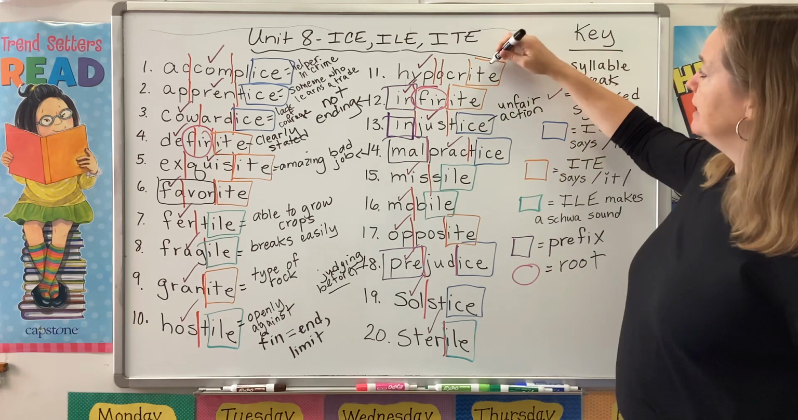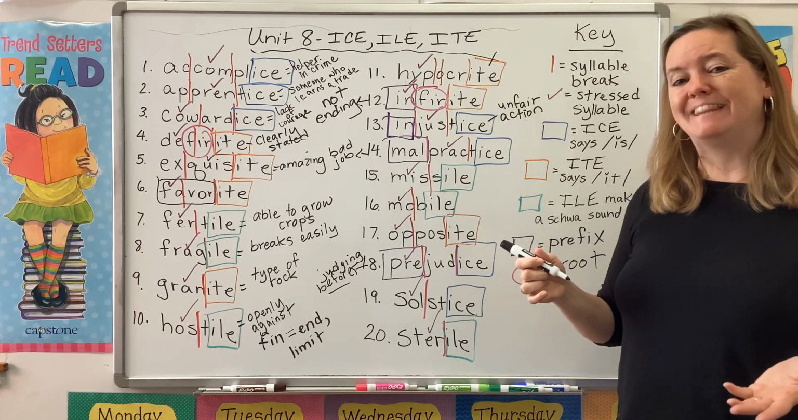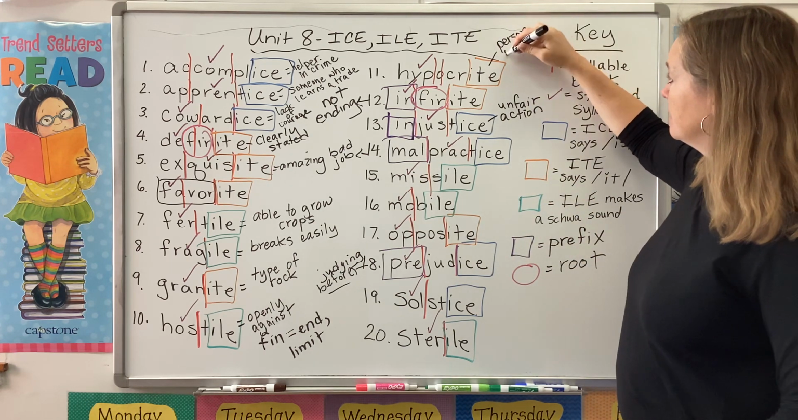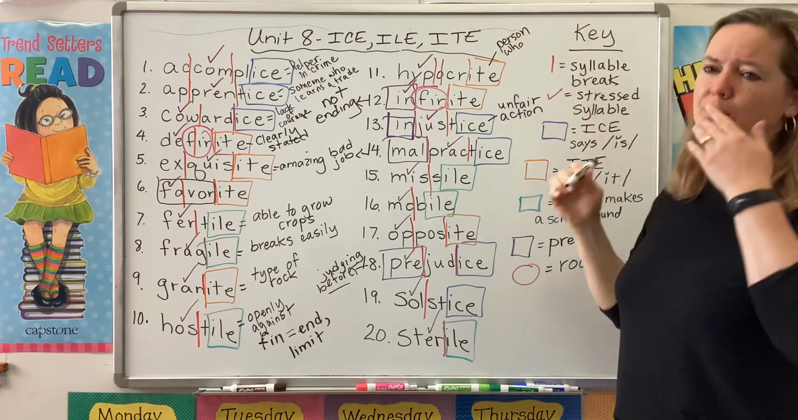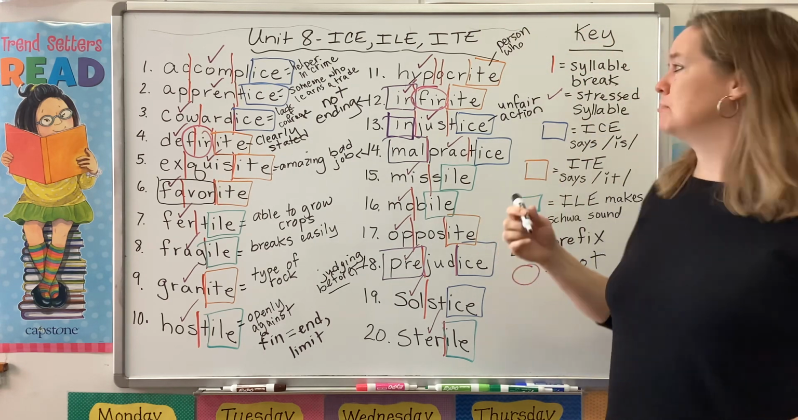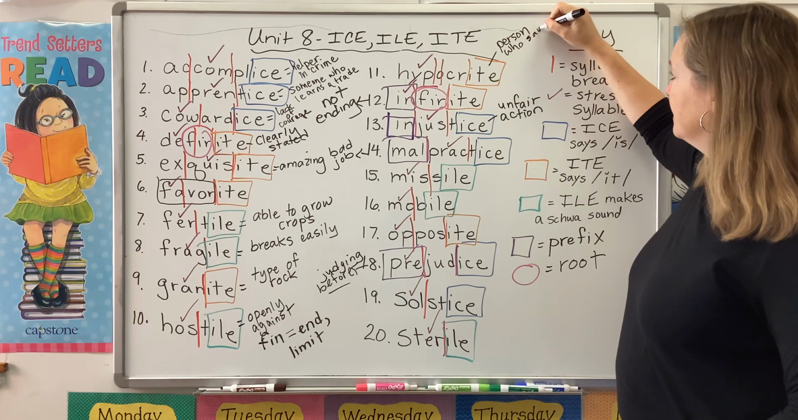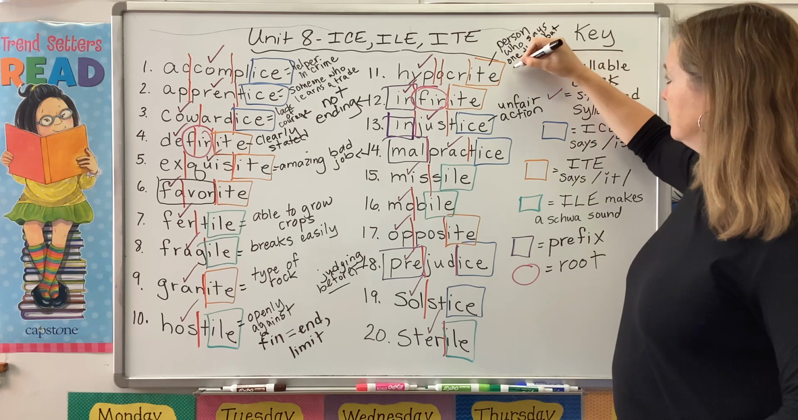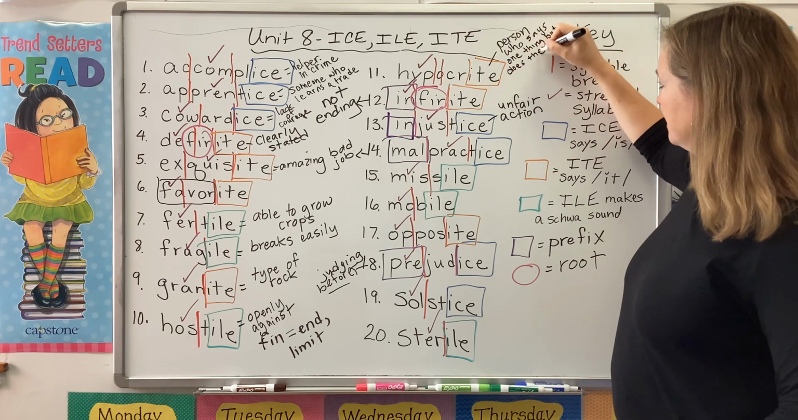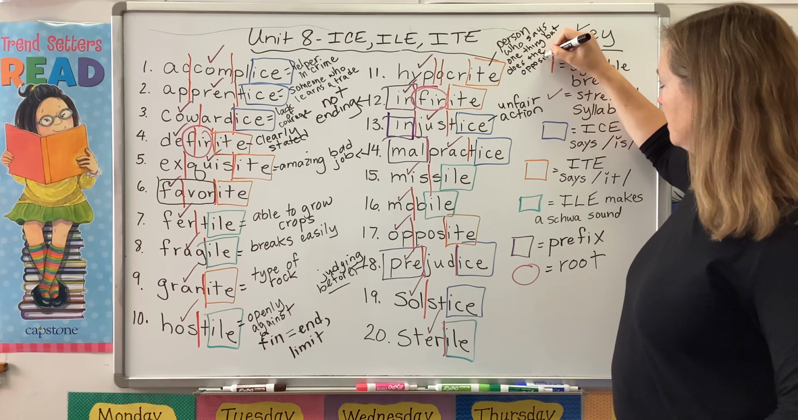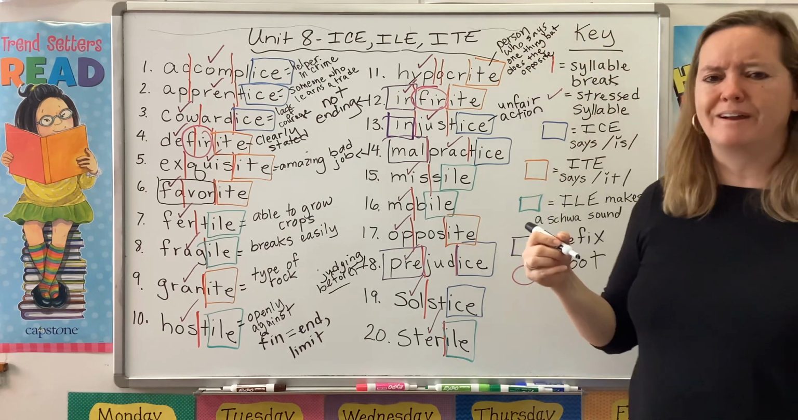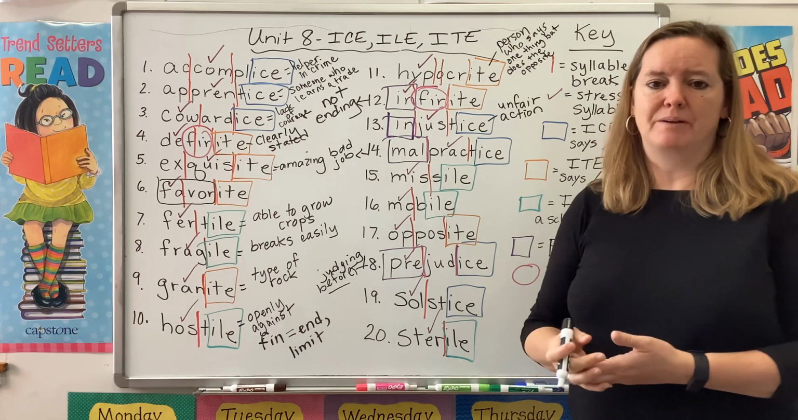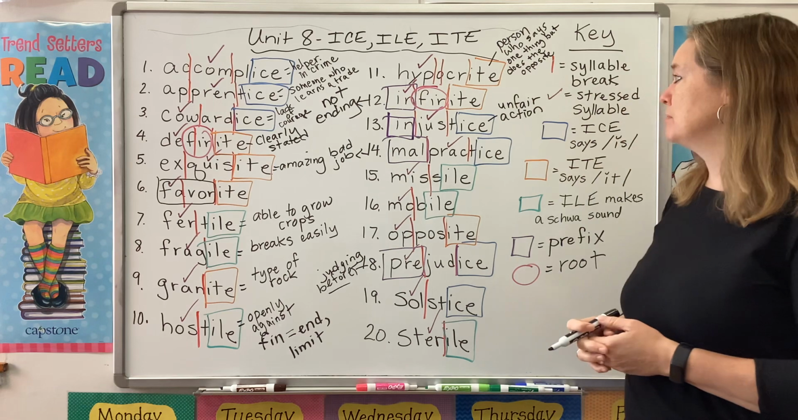A hypocrite is a person who says one thing and then does the other. Sometimes you say they're a person who doesn't practice what they preach. So a person who says one thing but does the opposite. So a person who says don't swear, swearing is bad, and then they swear all the time, well, they're a hypocrite, right? Because they're not practicing what they preach.